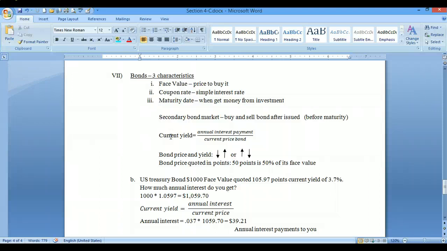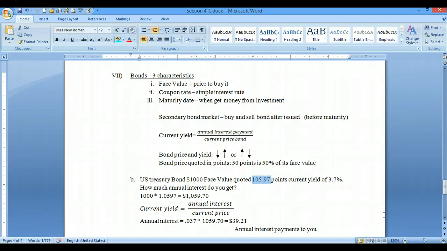So let's do our first example. The U.S. Treasury bond, let's say, is $1,000 face value, but it's quoted at 105.97 points with a current yield of 3.7%. How much annual interest would you get in this U.S. Treasury bond? So remember, it's quoted in points and the points are a percent. So this is really a percent.